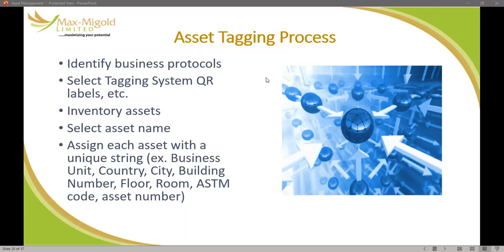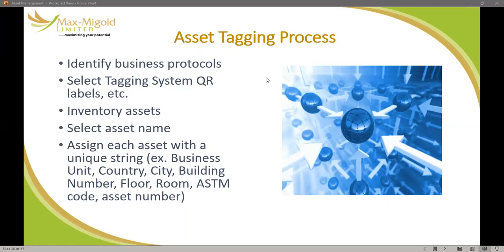For assets that are in Lagos, you can start them with LA. For assets that are in Ogun State, you can start them with OG. The one that is in Jigawa, you can start it with JG. So you can use cities. Then in terms of building, you can say, okay, block 1, block 2, block 3, flat 1, flat 2, flat 3. Then in terms of floor, you can say first floor, second floor, first floor room 1, second floor room 2. These are all unique strings that you can give to your assets.